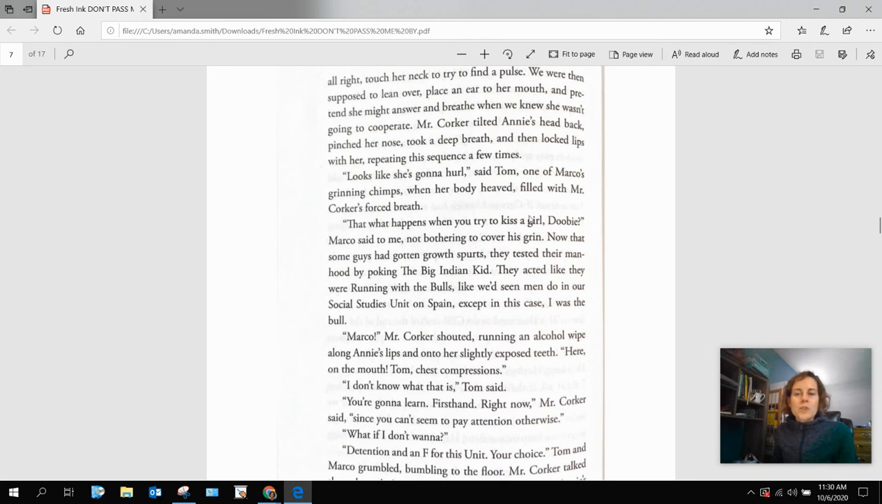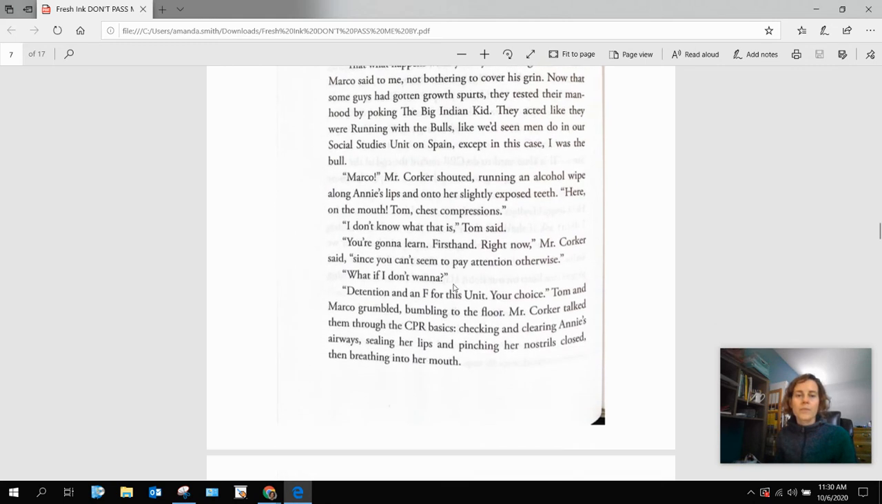That what happens when you try to kiss a girl, Doobie? Marco said to me, not bothering to color his grin. Now that some guys had gotten growth spurts, they tested their manhood by poking the big Indian kid. They acted like they were running with the bulls, like we'd seen men do in our social studies unit on Spain, except in this case, I was the bull.